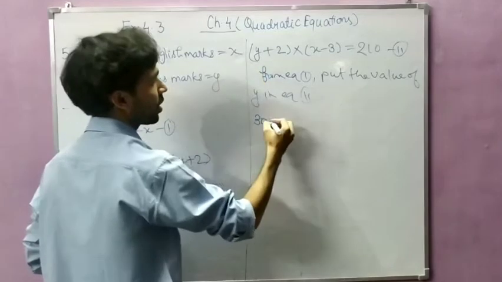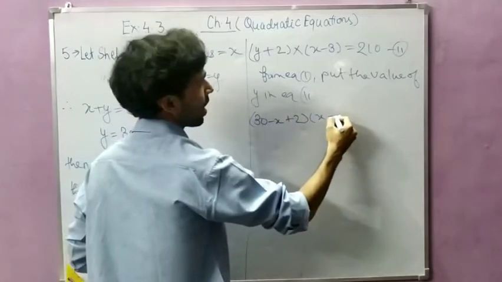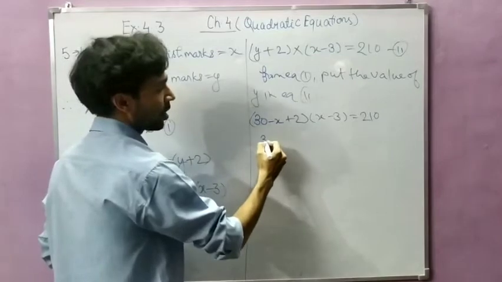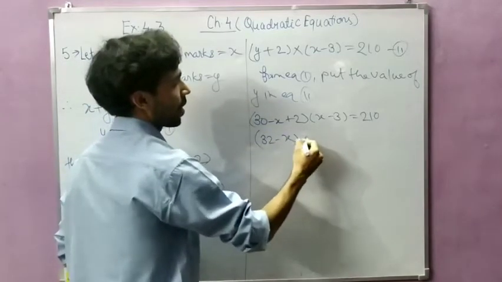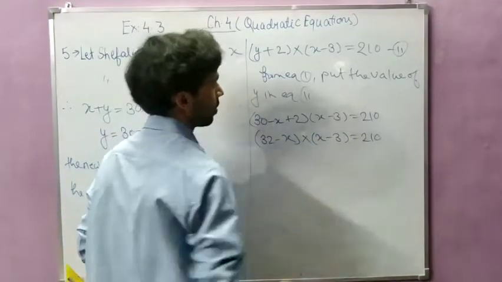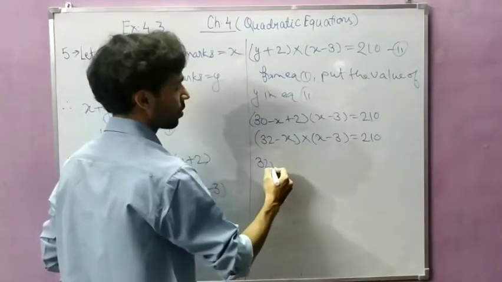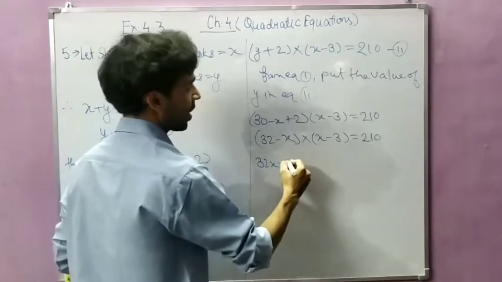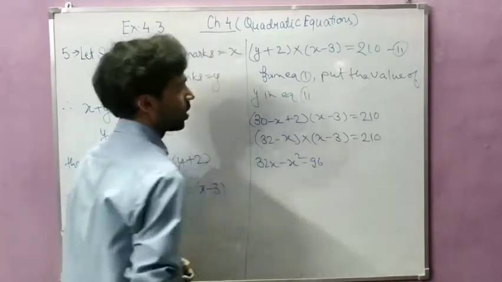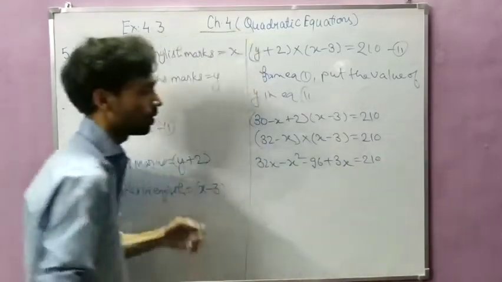in place of Y I have put 30 minus X plus 2 into X minus 3 equal to 210. Now 30 and 2 will become 32 minus X into X minus 3 equal to 210. Now solve it. So multiply: 32 into X, 32X; minus X into X, minus X square; 32 into minus 3, minus 96; and minus X into minus 3, plus 3X, equal to 210.